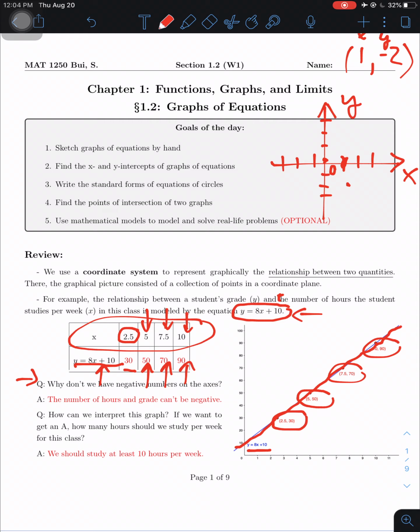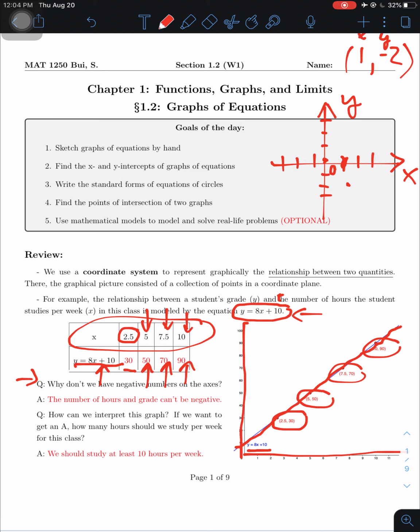And let's talk about a question that I asked you guys earlier. Why don't we have negative numbers on the axis? Well, actually, earlier I asked you, why don't we have any negative numbers on the x value, right? But now it's more specific: when you see the x-axis and the y-axis here, they only contain positive numbers. We don't have negative numbers whatsoever here. Why is that so? I mean, in real life application problems, we're not going to have negative numbers.